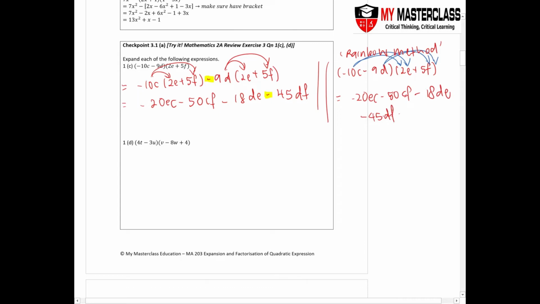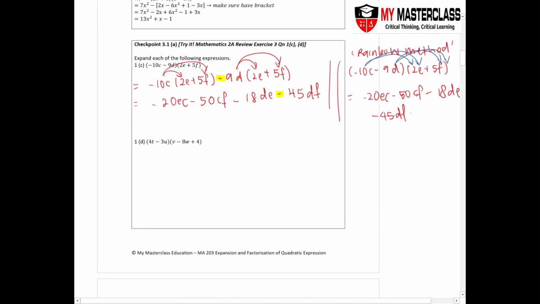So instantly, you'll be able to get 20ec minus 50cf minus 18de minus 45df. Now let's take a look at part D. Again, if I were you, I would just go for the rainbow method. But if you're commonly careless, it's fine, go for the expanded method. Let me draw it out here. You have 4t, and the first one: I take 4t multiplied by 8w. So I have 32tw plus 16t minus 3uv plus 24uw plus 2u.